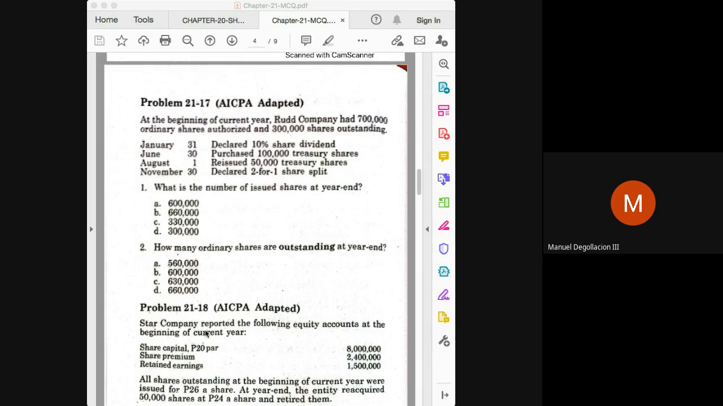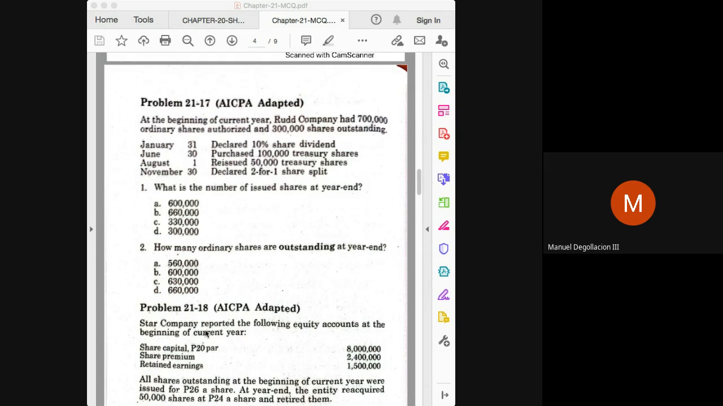On January 31, there is a 10% share dividend. What is a share dividend or a stock dividend? These are dividends in the form of shares. Your shareholders, instead of receiving cash or any other asset or property, will receive additional shares.